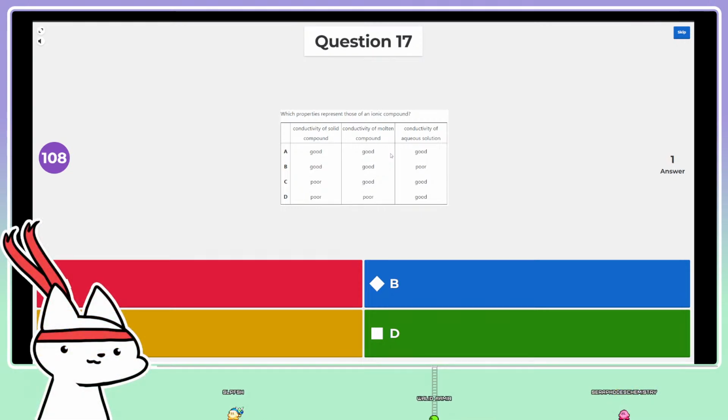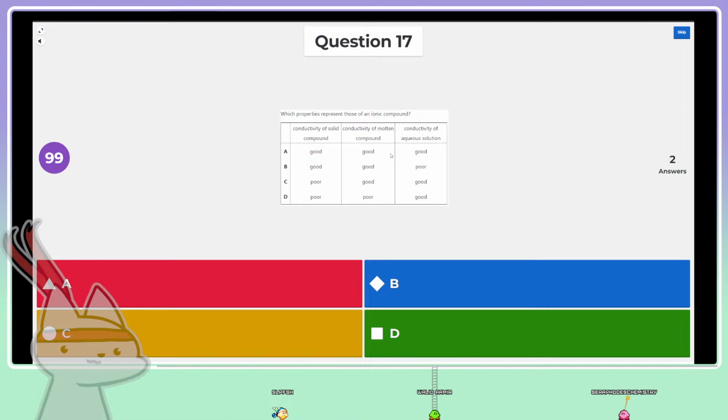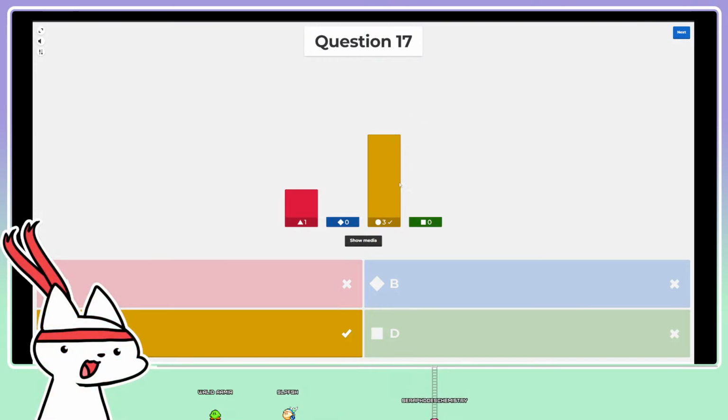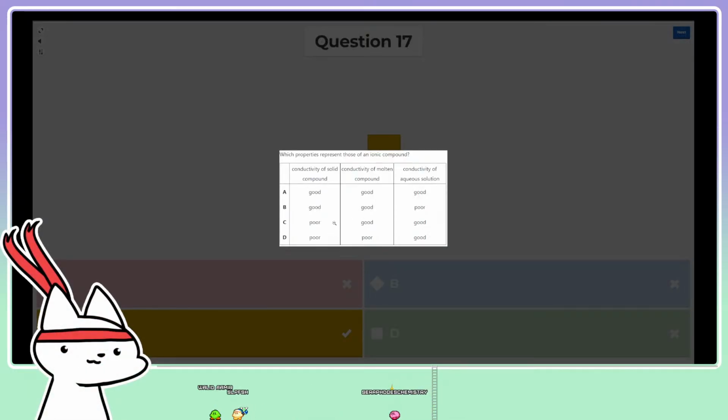Question 17. Which properties represent those of an ionic compound? So this should be all about ionic compounds. Okay, in this case, an ionic compound should be able to conduct only in molten and aqueous states and not conduct in solid. The only things that can conduct in solid are a metal and an alloy.